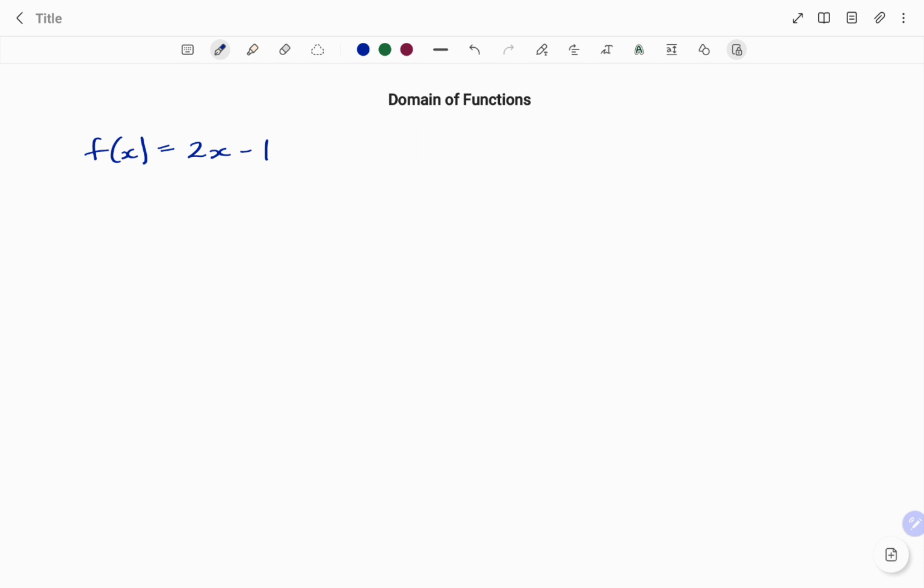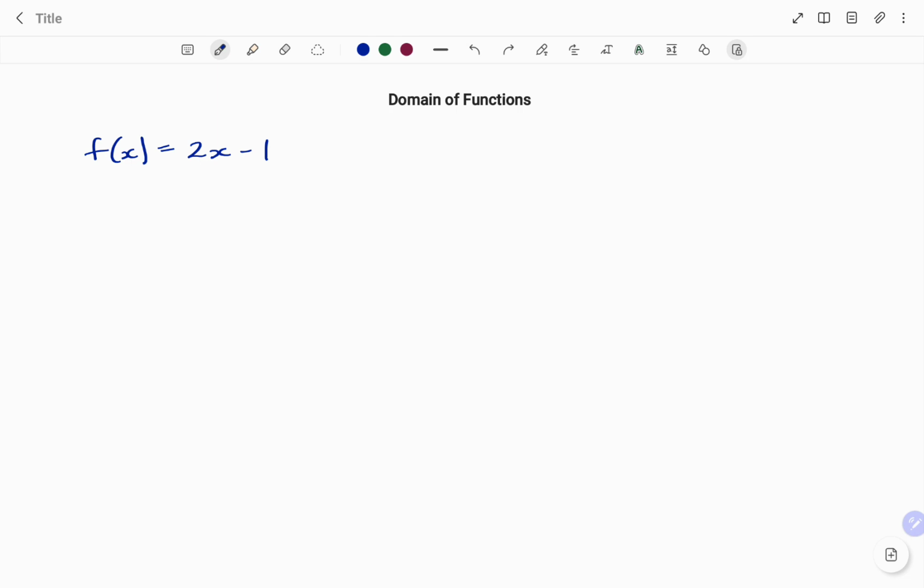note that the domain of any function is a set of all x values, if substituted or put into the function, will give you a valid f of x. Thus, for this function, f of x equals 2x minus 1, we can have any values for x. It will always return a valid value for f of x.